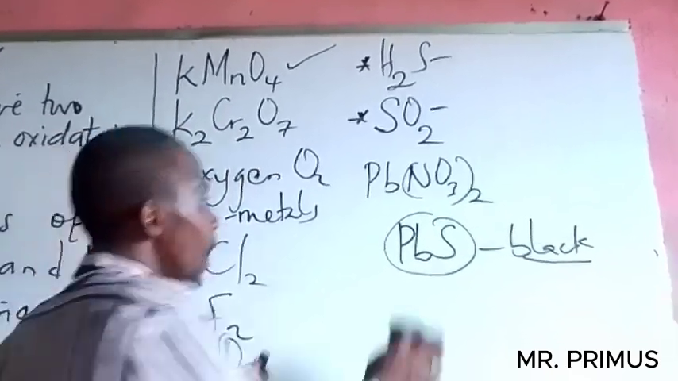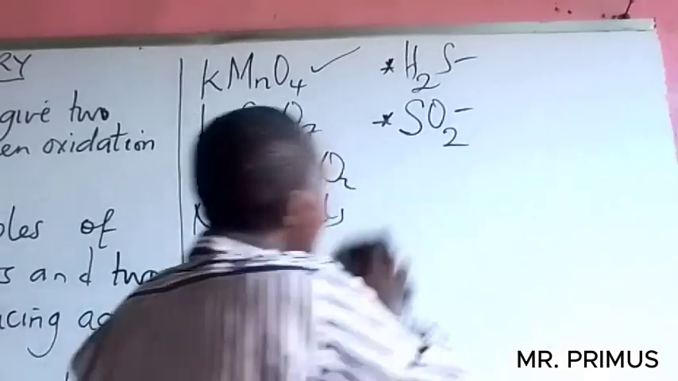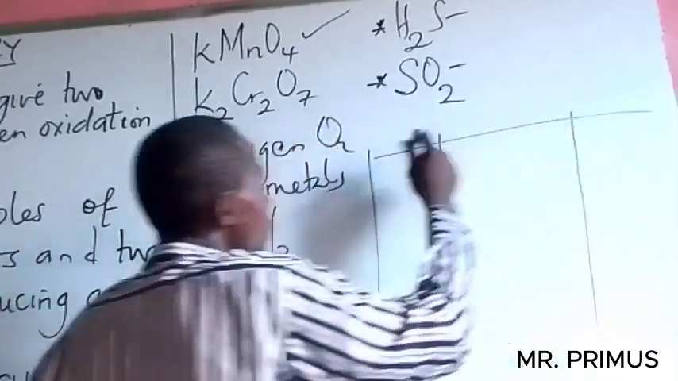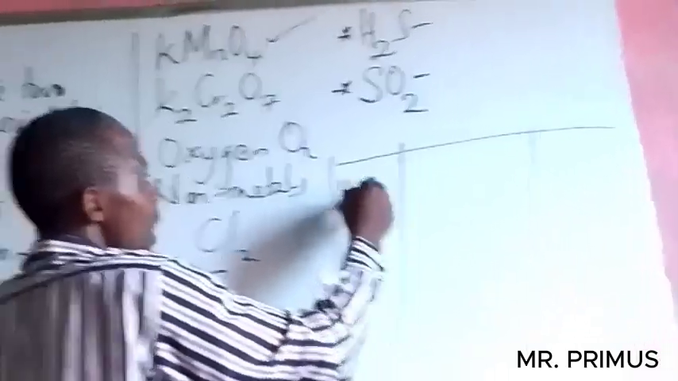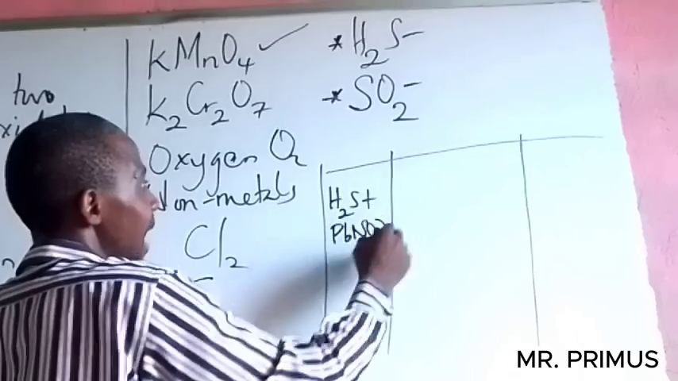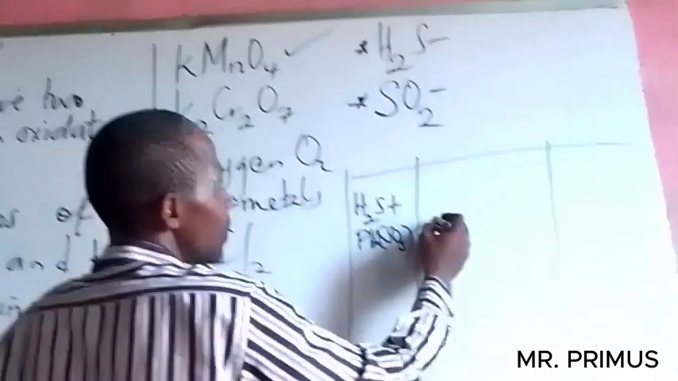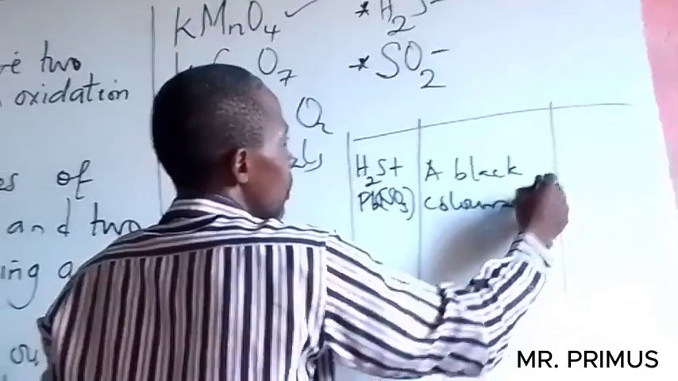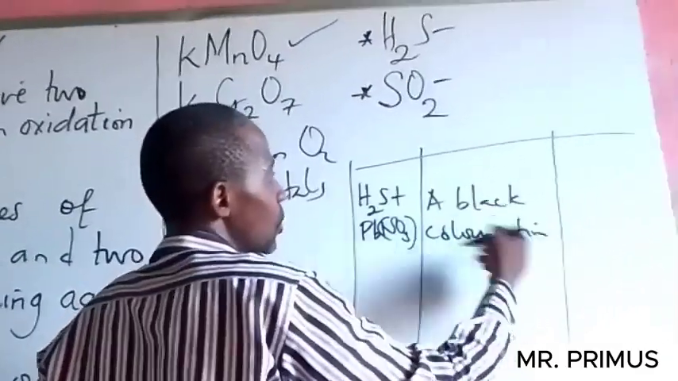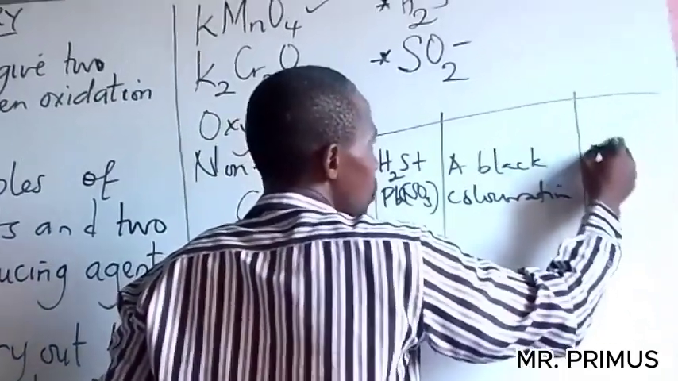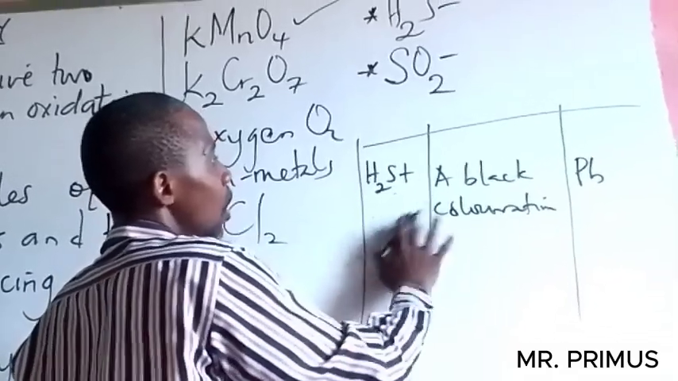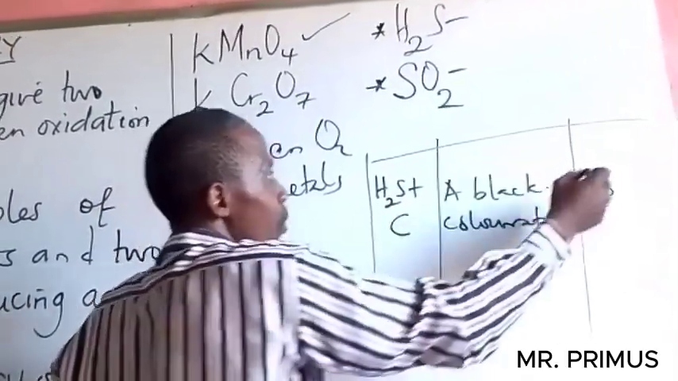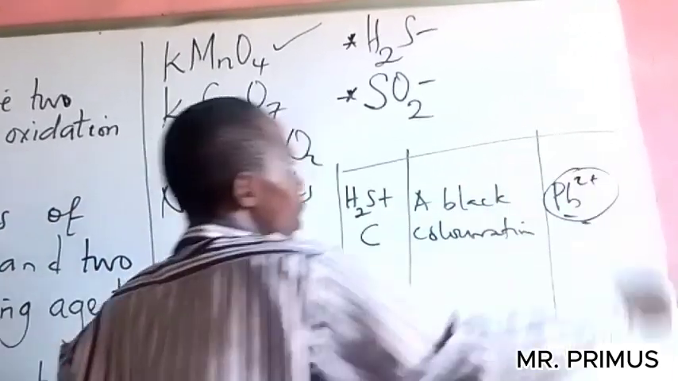Okay, thank you very much. So now let's continue. I hope you have grasped the knowledge. That is why in your test, observation and inference, if you have H2S plus Pb(NO3)2, in observation it will give you a black coloration, a black precipitate, which means lead(II) ion. So hydrogen sulfide with a substance that turns black indicates lead(II) ion. You use this to confirm the presence of lead(II) ion.